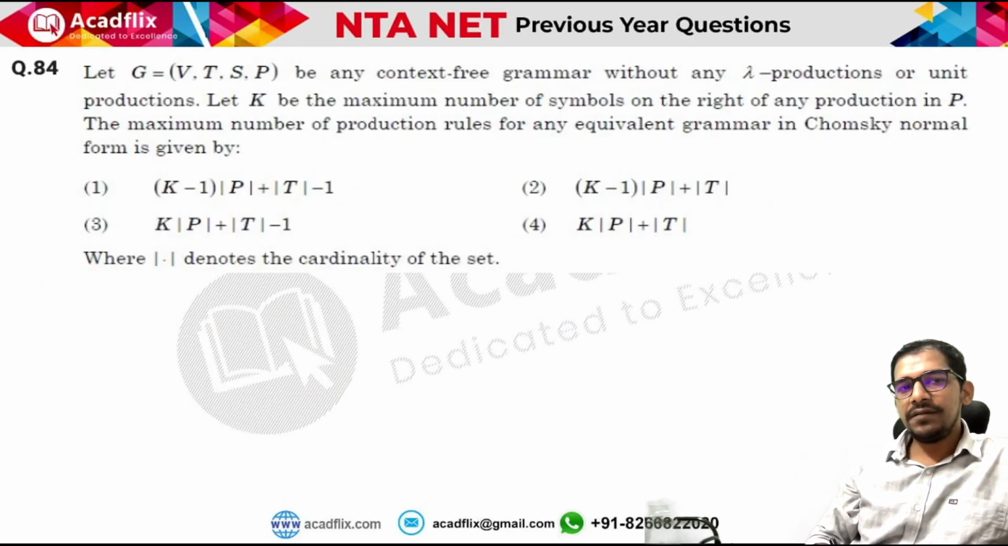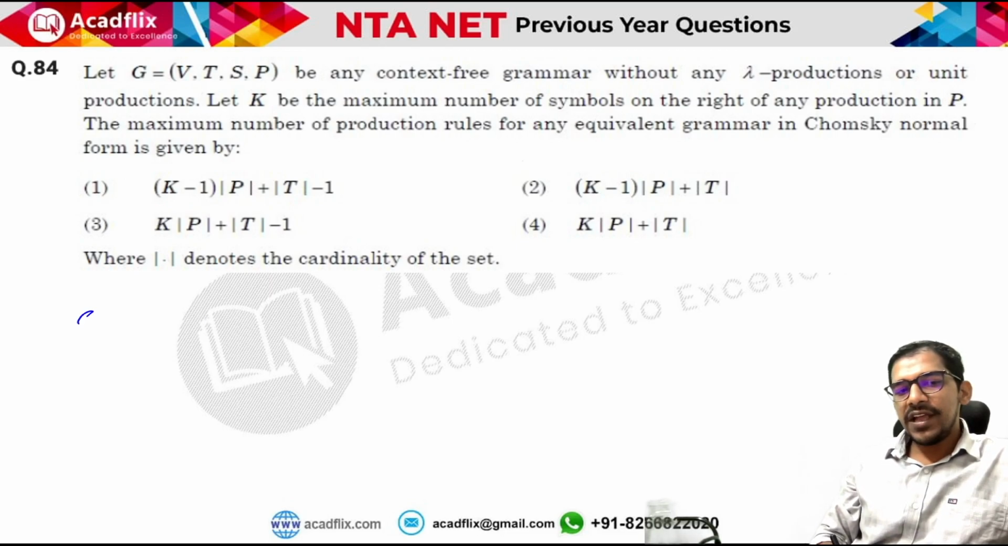So the next question is, we are given a grammar in which we have v, the number of variables, t the terminals, s the starting symbol, and p the set of productions. It is a context free grammar without null production or unit production. Let k be the maximum number of symbols on the right side of any production in p. The question asks for the maximum number of production rules for any equivalent grammar in Chomsky normal form.